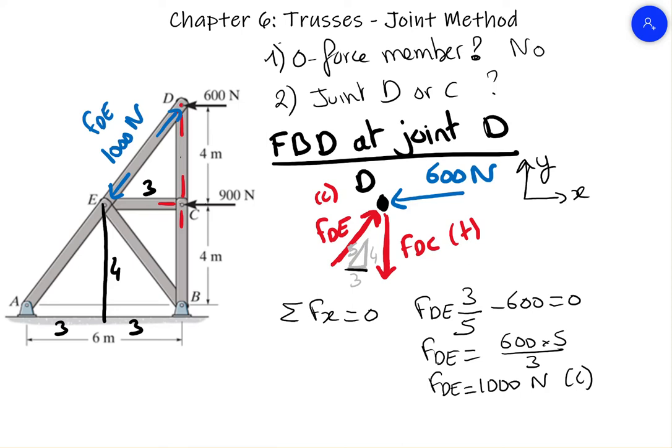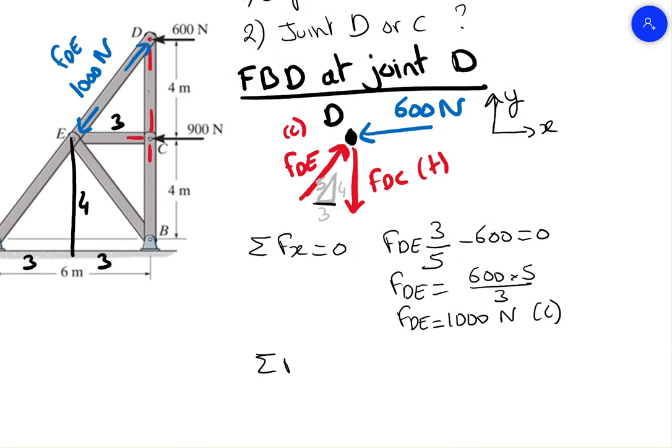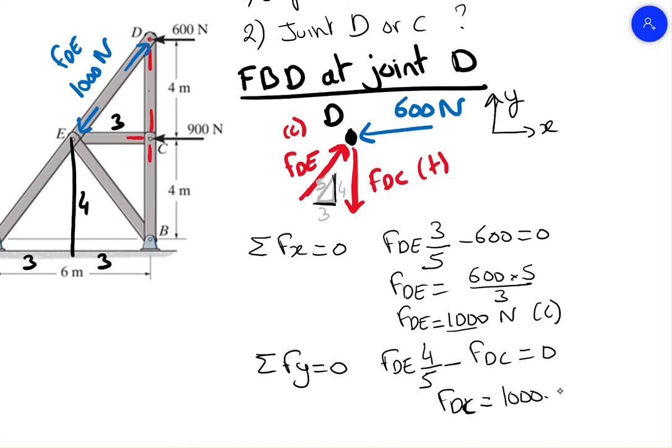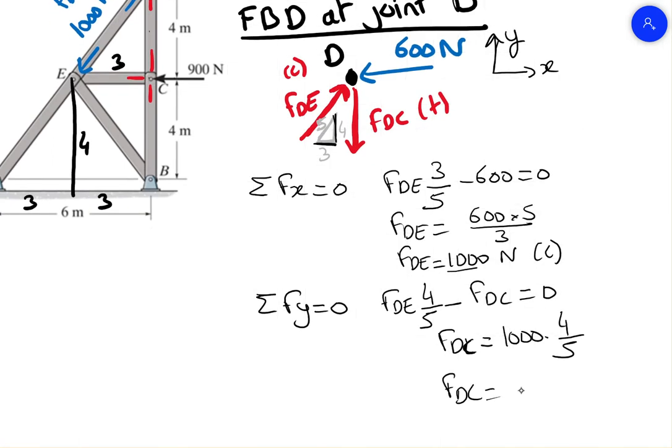Now let's do the sum of the forces on Y, equal to 0. On Y, we have FDE, which is parallel to the 4, so 4 divided by 5, and minus FDC, equal to 0. So FDC is equal to FDE times 4 divided by 5, that is 1000 times 4 divided by 5. So FDC is equal to 800 Newton.